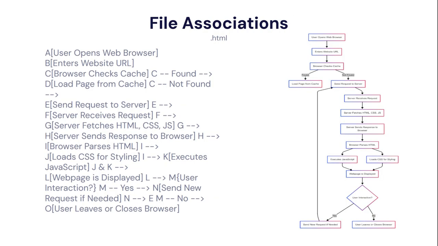Everything's about file associations in what we do. So this one's just the process of what goes on. A user opens a browser, enters a URL, and the browser checks the cache to see if it's got the address there. If it's not found, it'll send a request to a server. It receives the request and so on and so on. So it opens whatever file extension it is at the end.